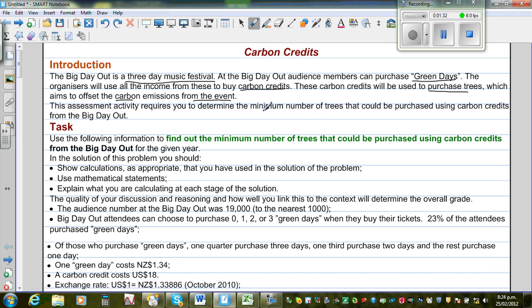This assessment requires you to determine the minimum number of trees that could be purchased using the carbon credits from the Big Day Out. So what they are planning to do is give people an option to buy green days, those responsible attendees who are interested in the environment. And from green days you can buy trees. We'll see later how. Use the following information to find the minimum number of trees that could be purchased using carbon credits. Basically, from green days you can buy carbon credits, and from carbon credits you can buy trees. That's the whole cycle.